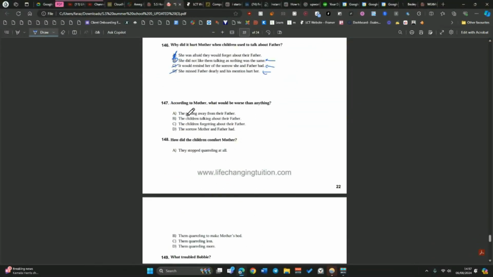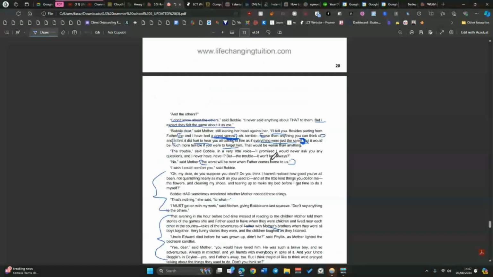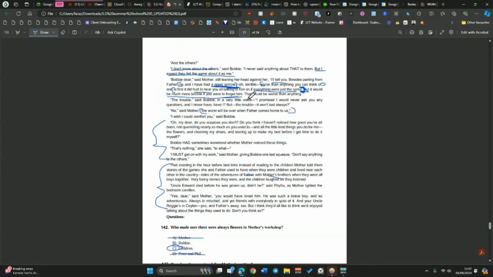So 147. According to mother, what would be worse than anything? We went through this already. It was actually forgetting, so the children forgetting their father. You can see that up here. It would be much more terrible if you were to forget him. It would be worse than anything.